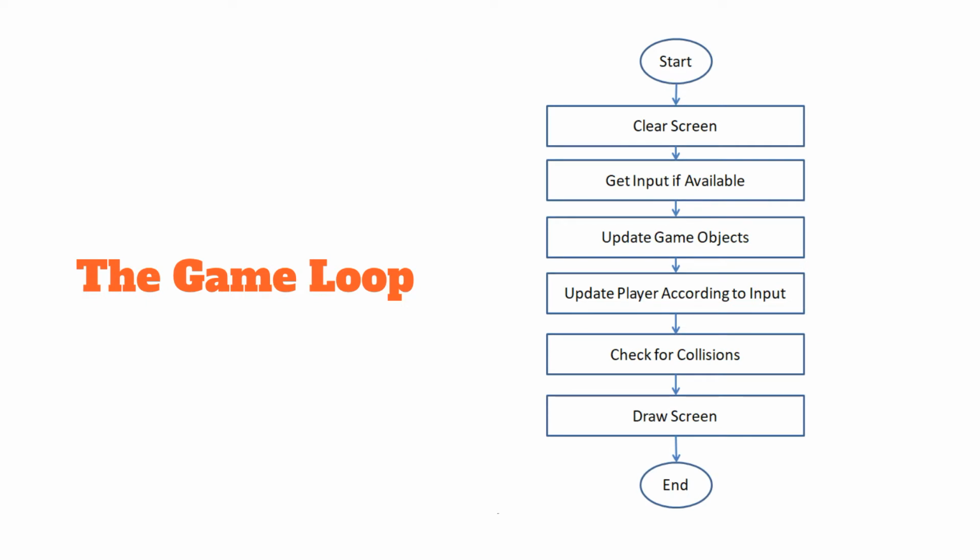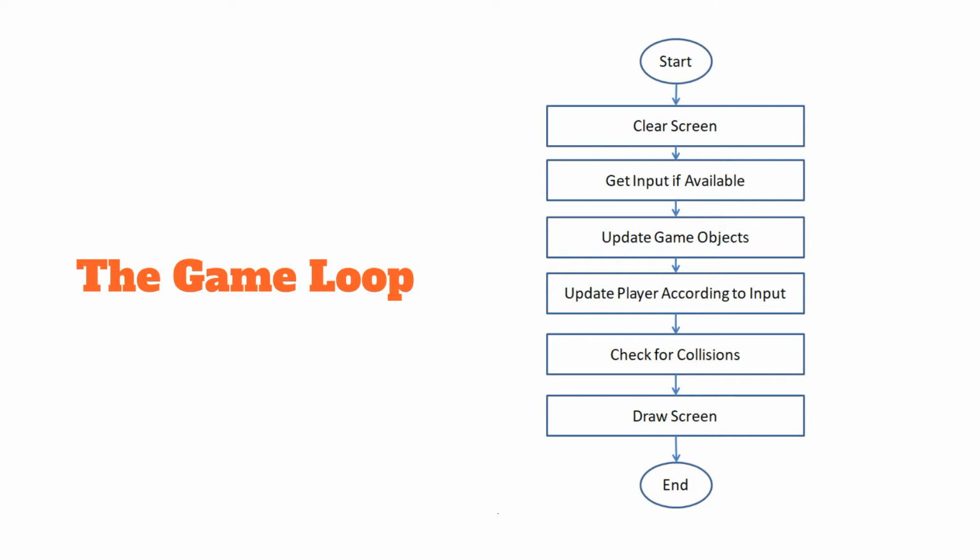So the first thing we want to talk about is the game loop. Keep in mind that in this loop, from top to bottom, we have the steps. First, we clear the screen. Think of it like our canvas: we clear the entire screen completely, and then we can get input if available.